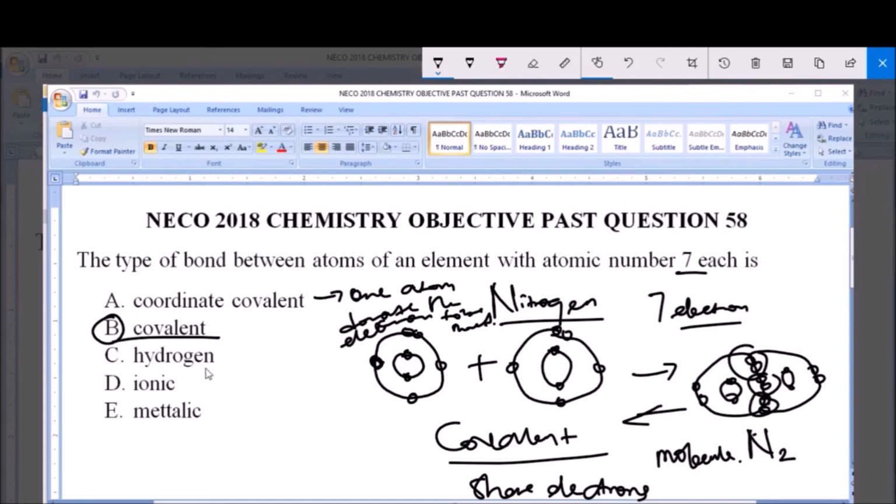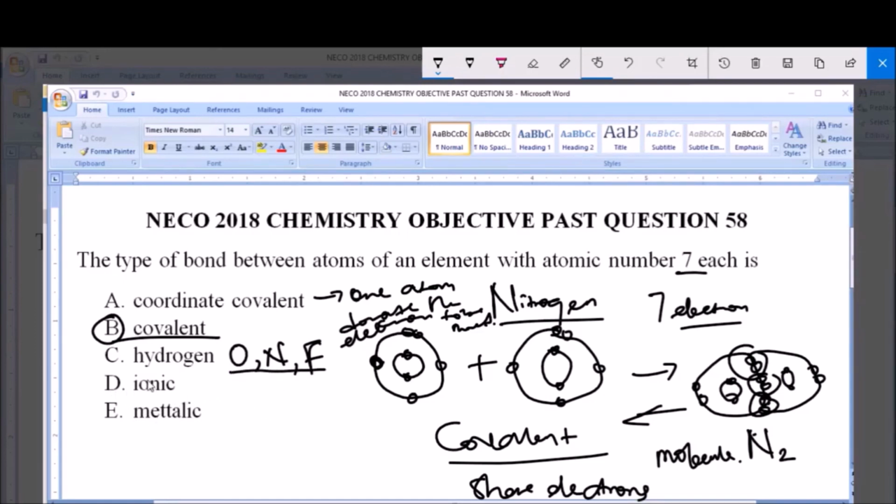Now in terms of hydrogen bonding, it occurs between hydrogen and oxygen, hydrogen and nitrogen, and hydrogen and fluorine, most especially. So the bonding between these is mostly hydrogen bonding, and this hydrogen bond is a very strong bond that keeps them together, and this hydrogen bond enables the product to be soluble in water.